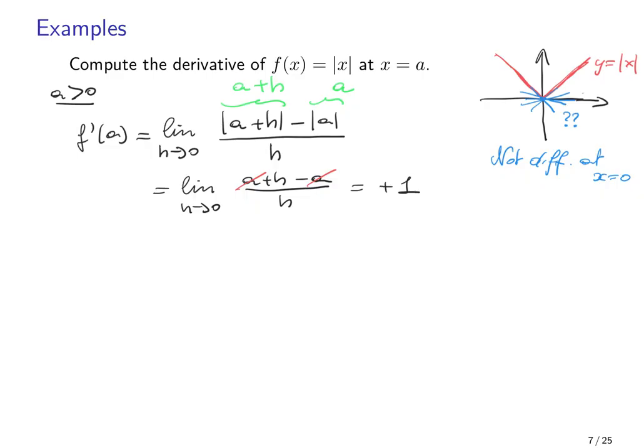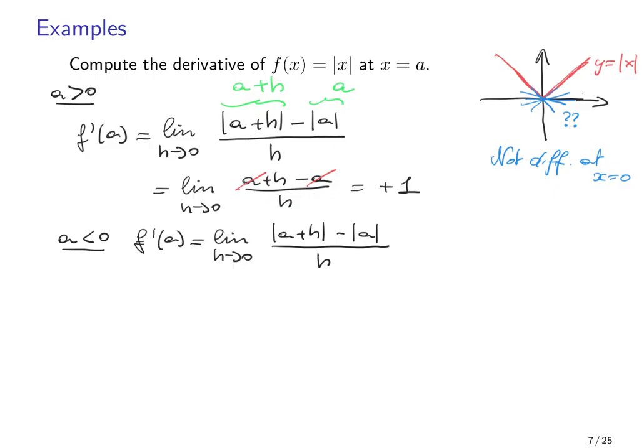There, the graph is just a straight line that goes up, that has unit slope, and the tangent line then also has unit slope, slope plus 1. Okay, moving on. A less than 0, f prime of a is again the limit as h goes to 0 of absolute value of a plus h minus absolute value of a, divided by h.